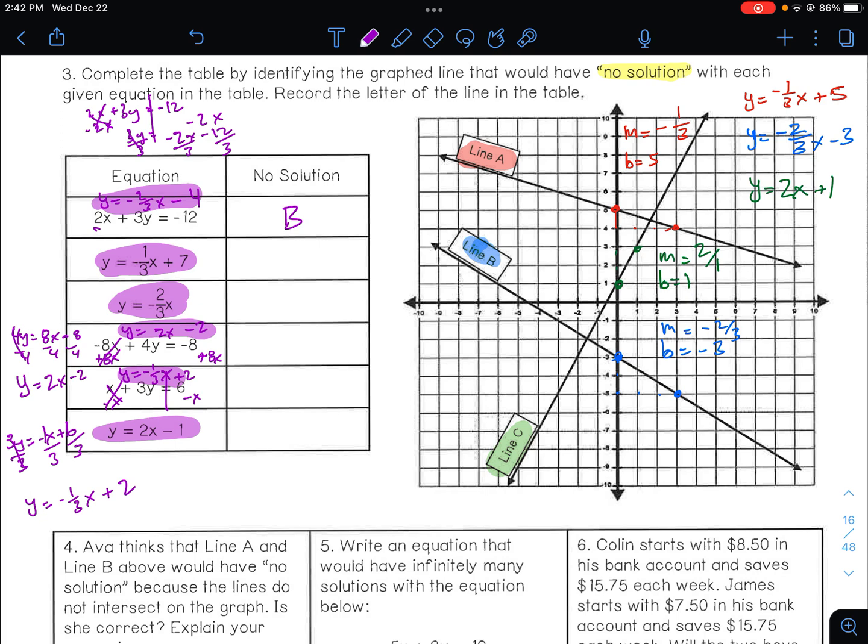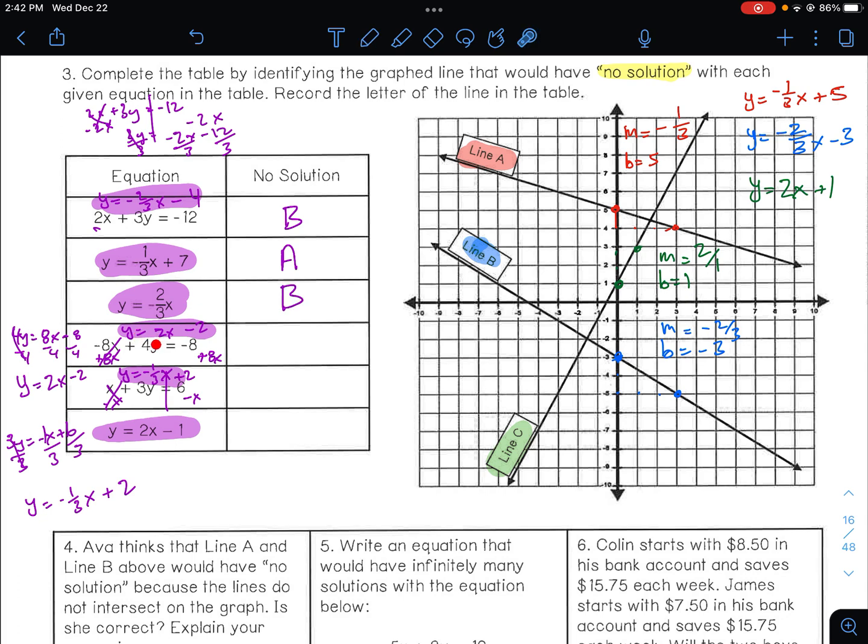Let's do -1 over 3x. Which one also has a -1 over 3x? Oh, and it has a different y-intercept. So it's going to have no solution with A. -2 over 3x. Which one? Oh, that's line B. Different y-intercept.